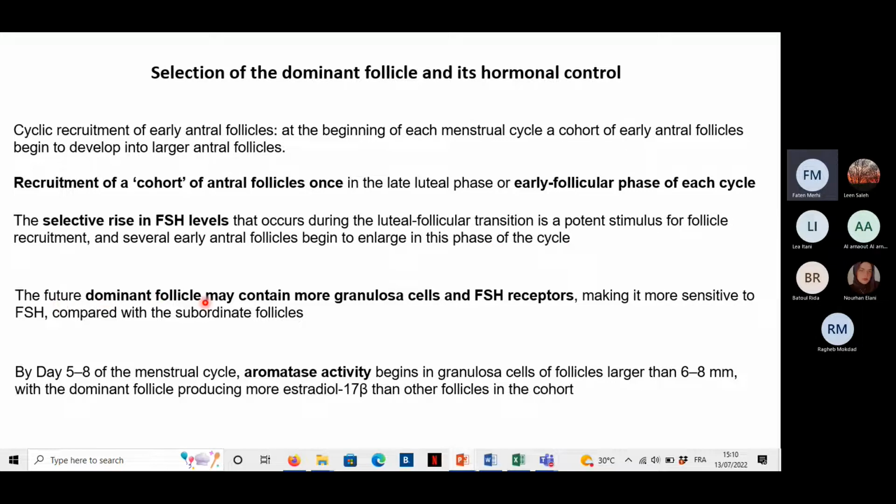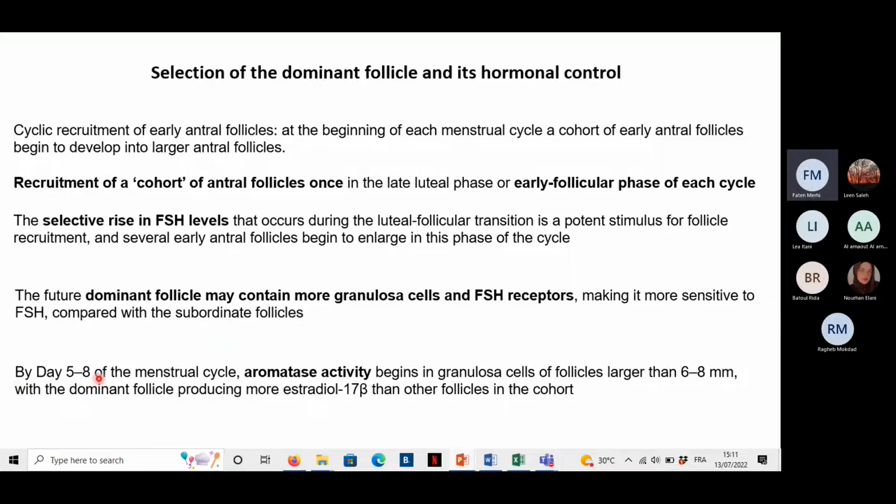Now, the future dominant follicle may contain more granulosa cells. Why can the dominant follicle, this biggest follicle, keep on surviving once we have a drop in the FSH levels, while the others cannot survive? Because the future dominant follicle may contain more granulosa cells and FSH receptors, making it more sensitive to FSH compared with the subordinate follicles, the other follicles that are less developed.